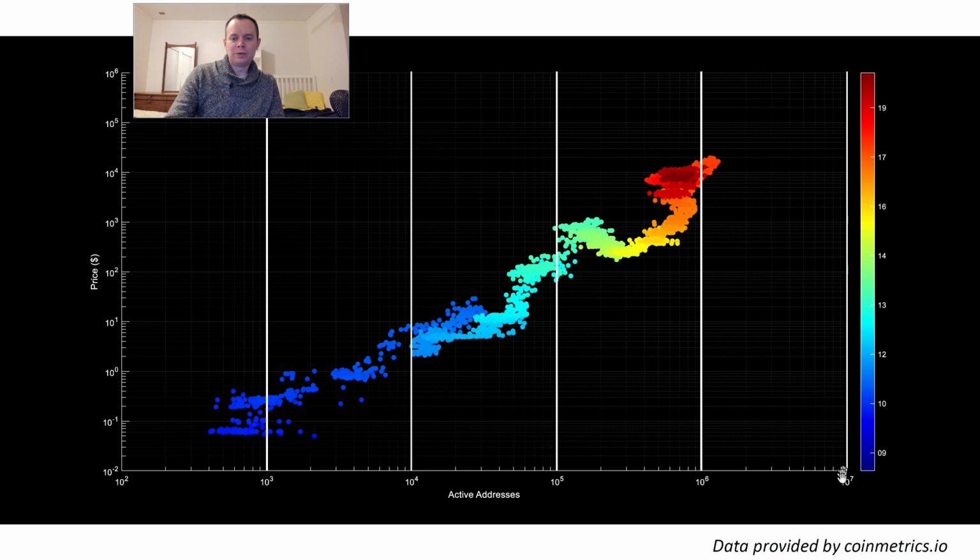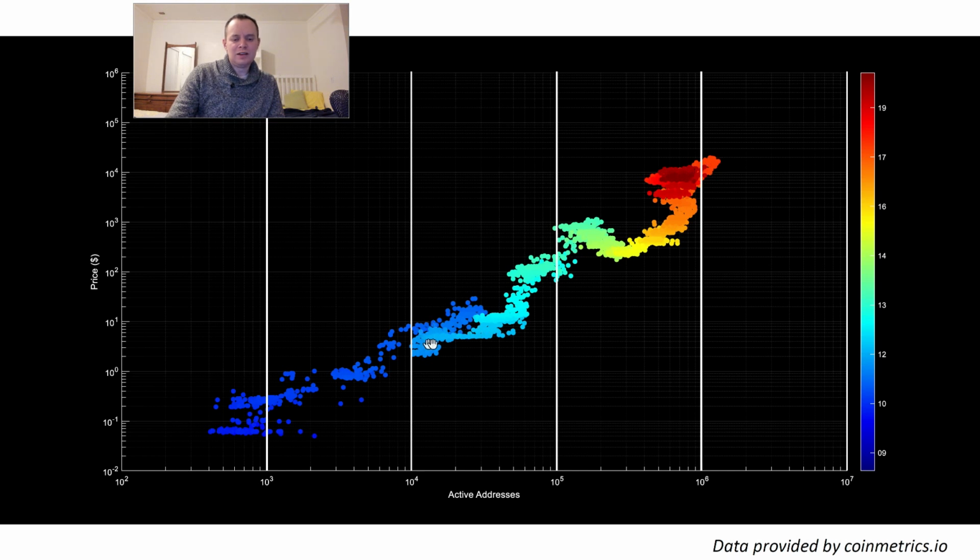So the next milestone would obviously be 10 million active addresses, but currently we're just somewhere in this region over here. We're about at 1 million. And we still have a long way to go. I mean, we haven't even really hardly ventured into this territory yet.